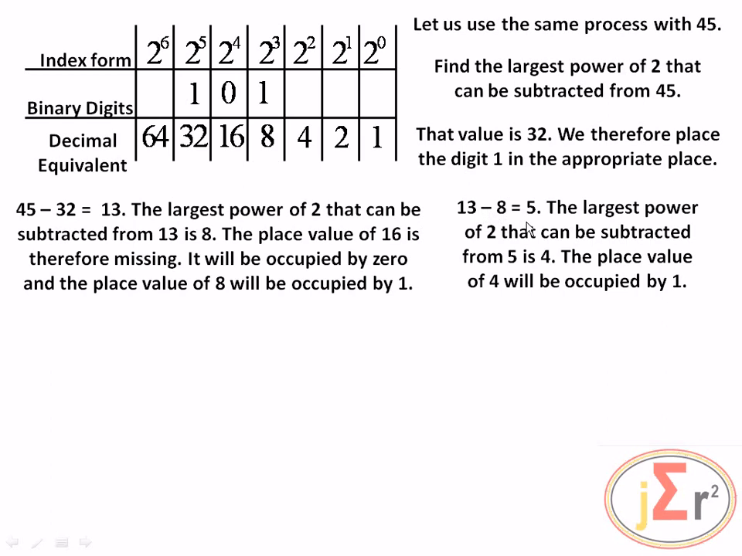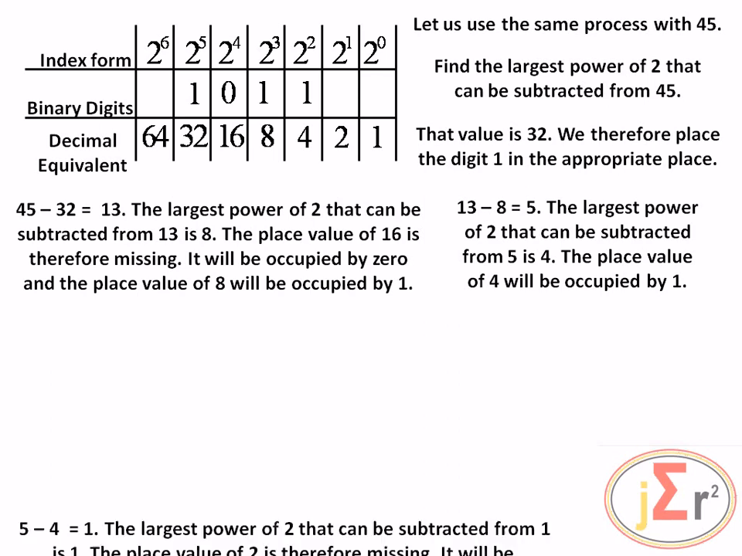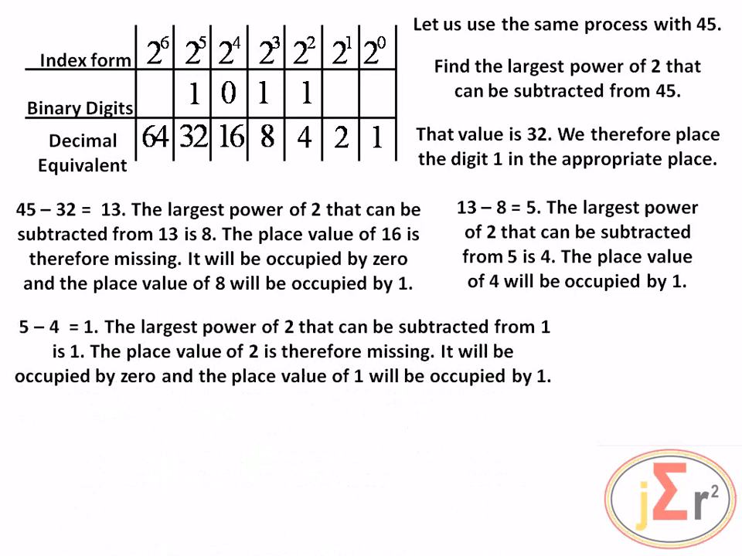The largest power of 2 that can be subtracted from 5 is 4. The place value of 4 will be occupied by 1. So we occupy that with 1. And of course, what are we going to do next? We are going to subtract, because we have already accounted for the 4. So we are going to subtract the 4 from 5. That's what we are going to do next. So 5 subtract 4 is equal to 1.